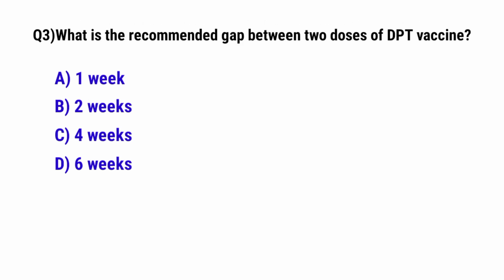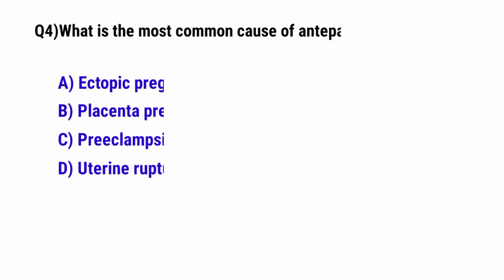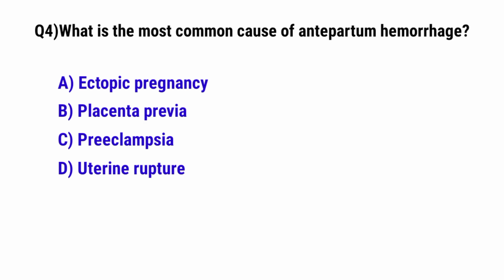Question number 3. What is the recommended gap between two doses of DPT vaccine? The correct option is C. 4 weeks. Question number 4. What is the most common cause of antepartum hemorrhage? The correct option is B. Placenta previa.